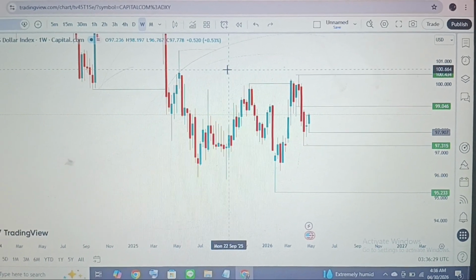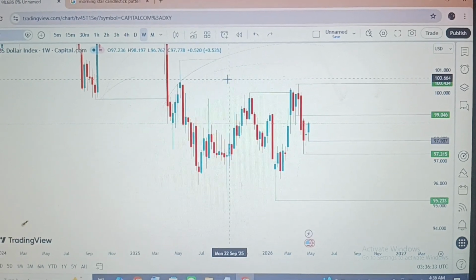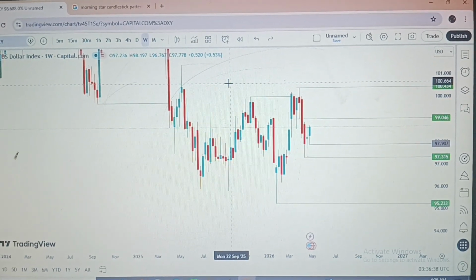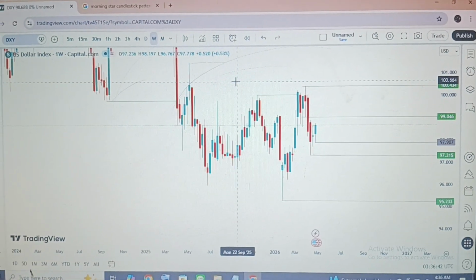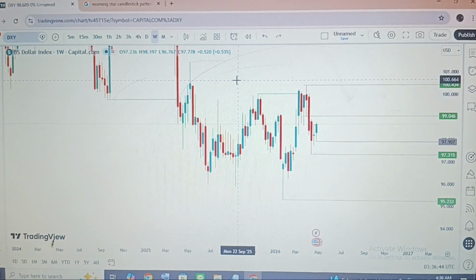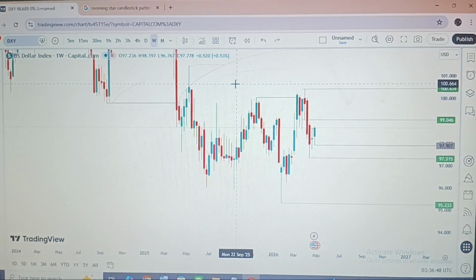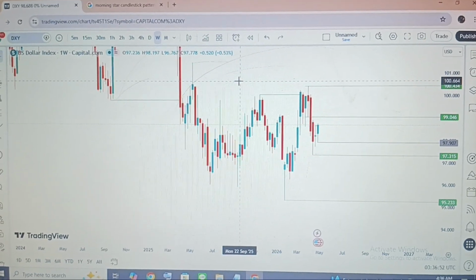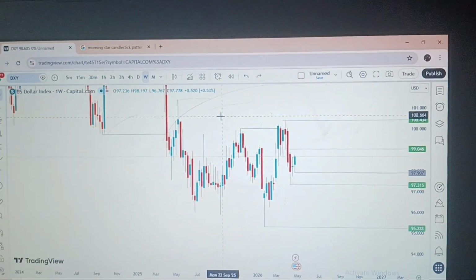So this is DXY. First of all, I want to share why I carried out my analysis on the DXY and what influence the DXY really has on the forex market. Basically, the DXY tells us the strength of the US dollar. That's the basic function of the DXY: we want to know the strength and the weakness of the US dollar in relation to every other pair.